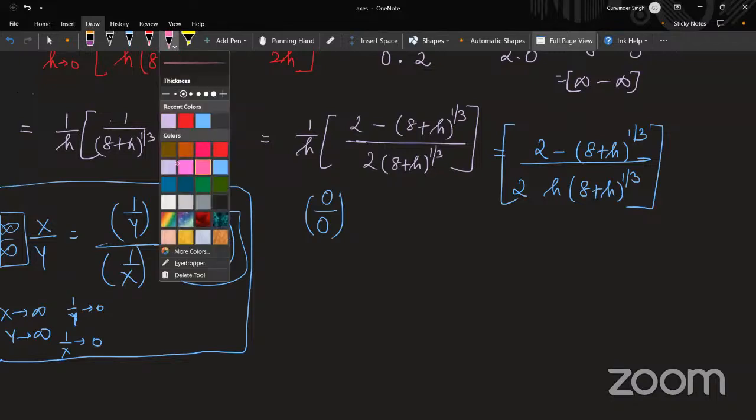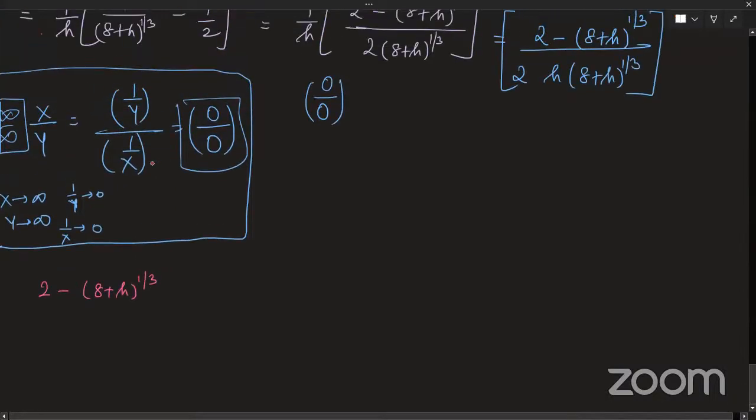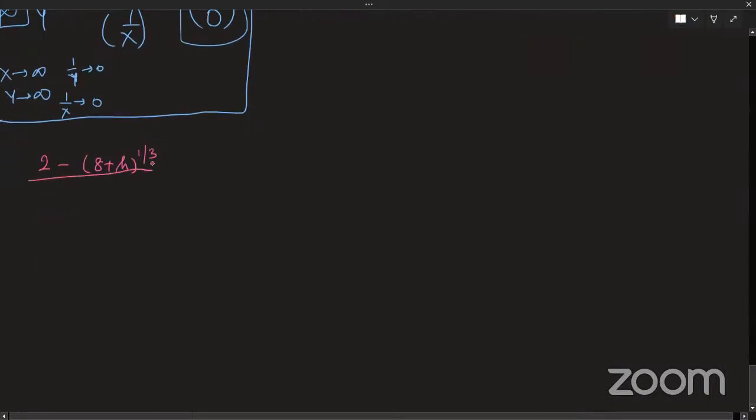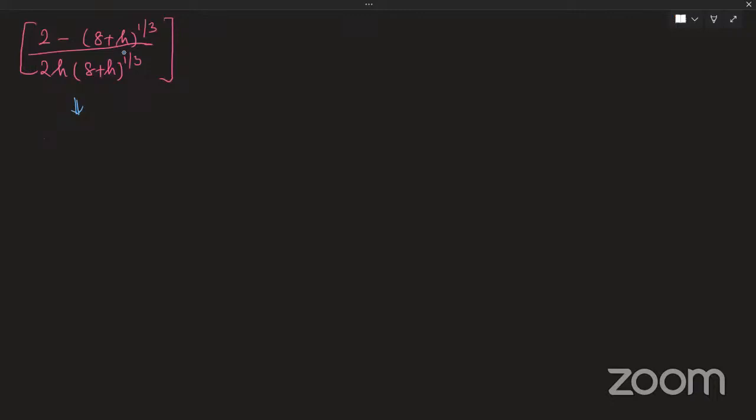Sounds good. So the first case, I'll just write it down here. We have 2 minus (8 plus h) to the power of 1 by 3, whole divided by 2h into (8 plus h) whole to the power of 1 by 3. Only if you all know how to differentiate it. That is the only issue I feel you will be having over here. Does any one of you know how to differentiate this?